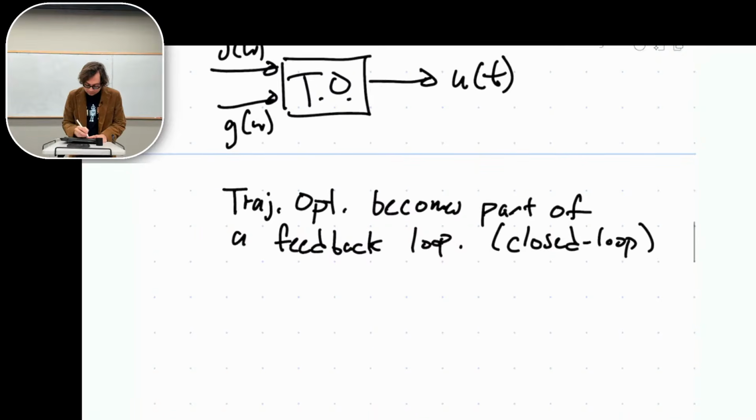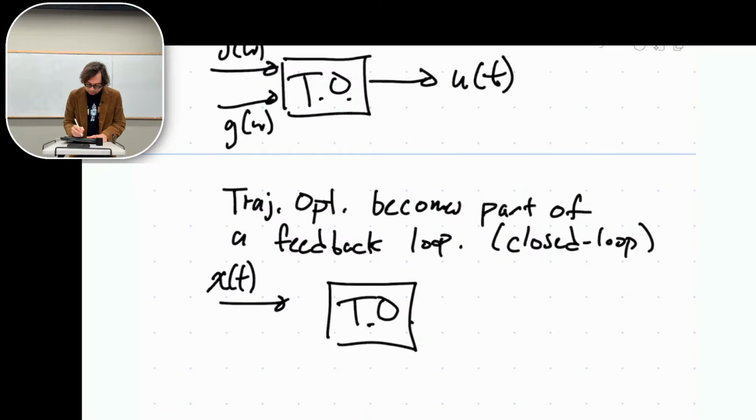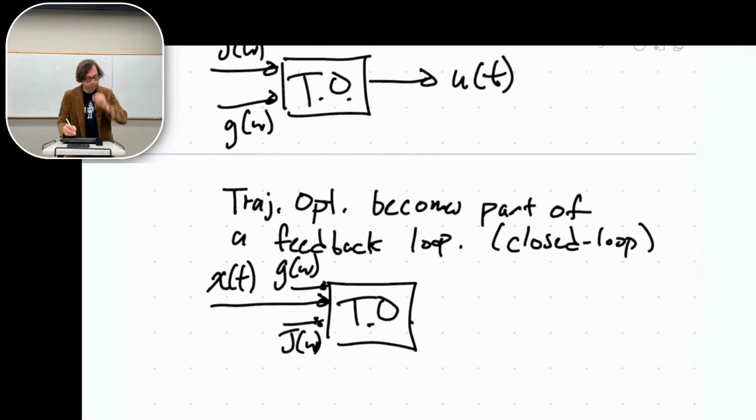So the idea is that you have some state x of t. It goes into some trajectory optimization TO. You got to give it some cost J of W, and some constraints G of W. And out of a trajectory optimization pops your control.